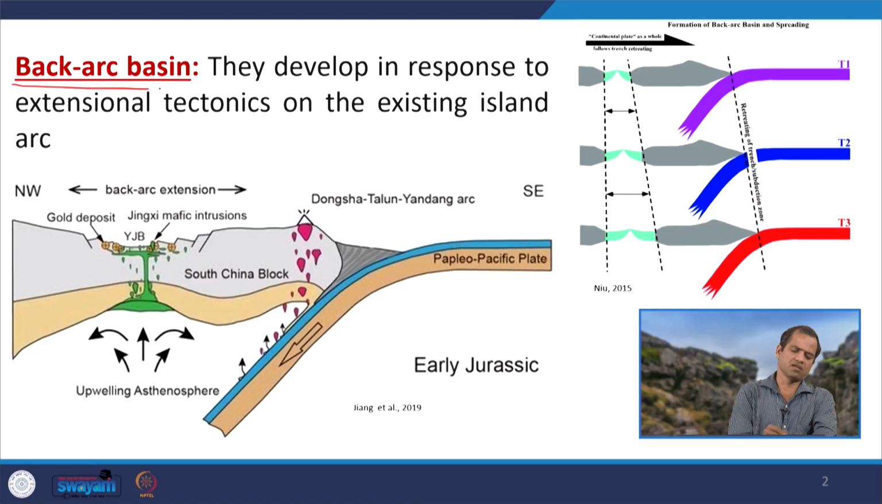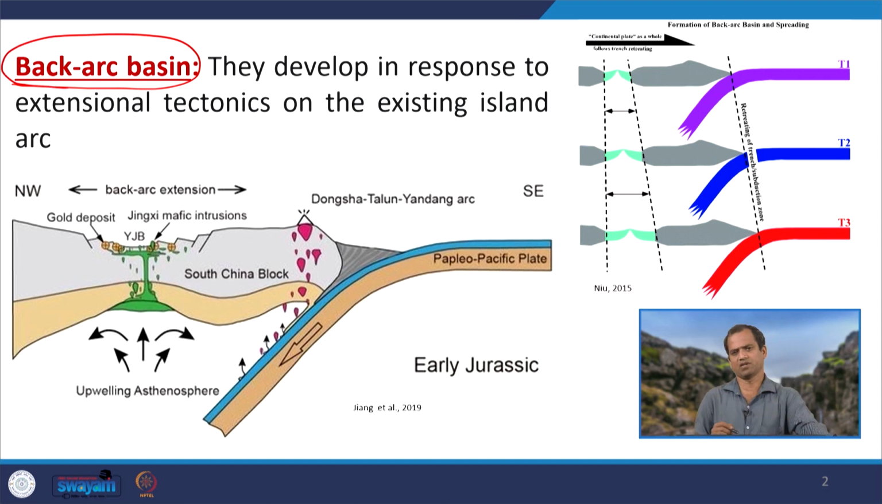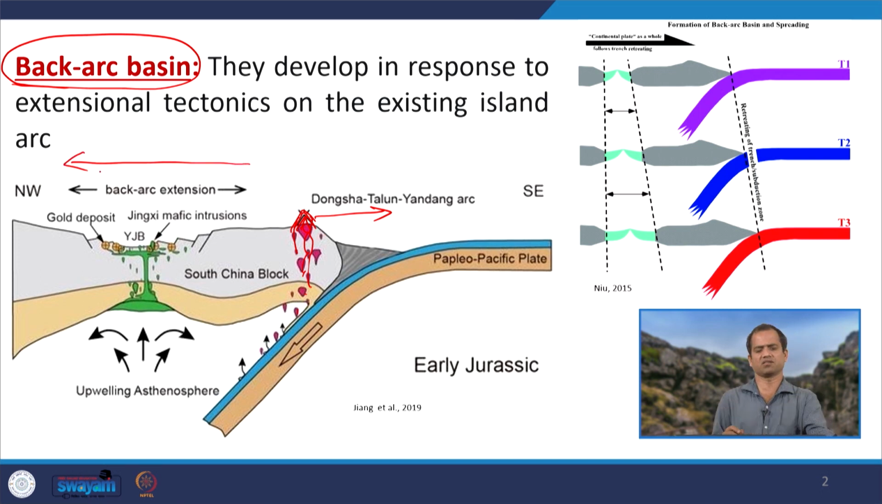If you see the back arc basin, like the fore arc basin, this term is also self-explanatory. We have an arc system, that is a magmatic arc. This magma is erupting and we have volcanoes. In front of this region is called the fore arc region, and this side is called the back arc region. Anything happening at the back side of this arc is called the back arc region or back arc activities. In this back arc region we are creating a basin which is called the back arc basin.